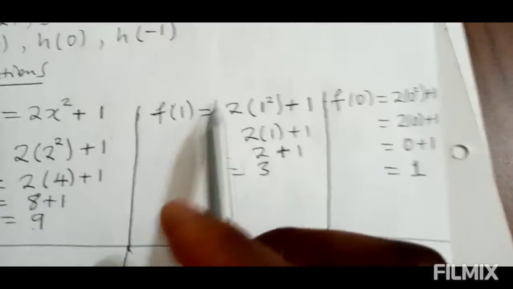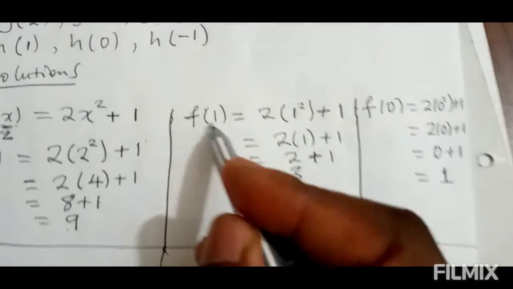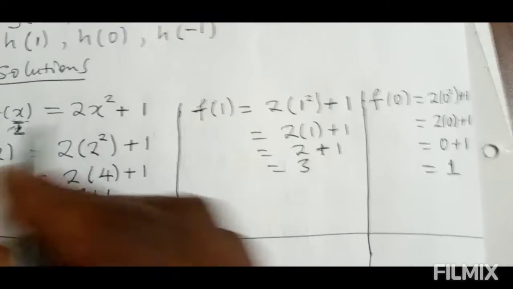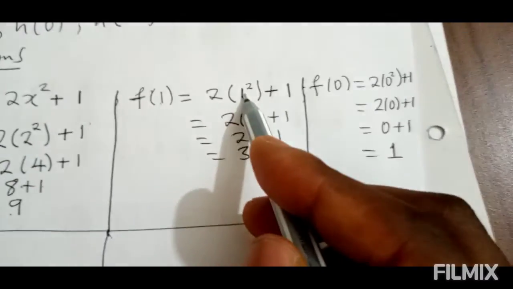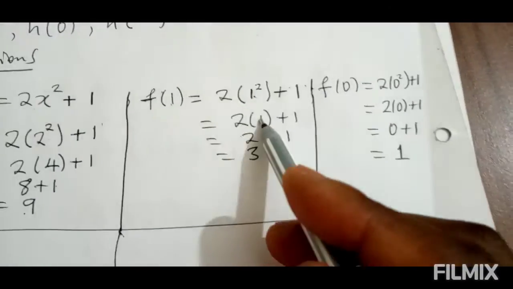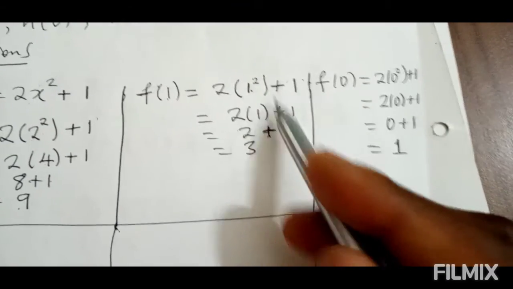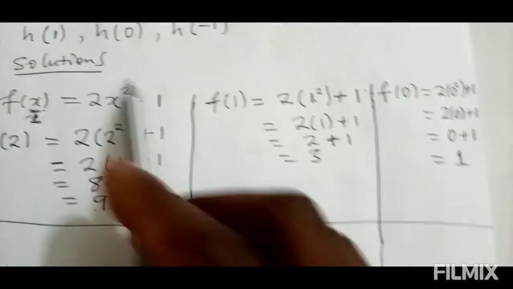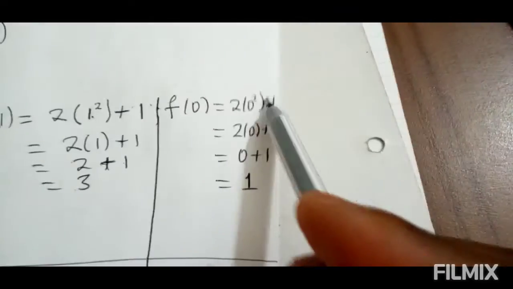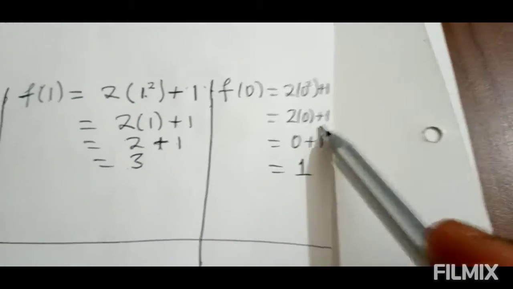Then f of 1, in the similar manner, we are putting 1 in place of x. Look, 1 takes the place of x. So here we put 2 times 1 squared plus 1, because 1 squared is 1, 2 times 1 is 2, plus 1, this is 3. Then f of 0, we are putting 0 in place of x, so 2 times 0 squared plus 1, this is 0 plus 1, this is 1.